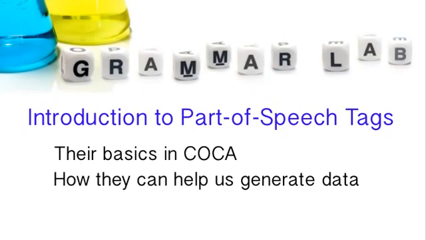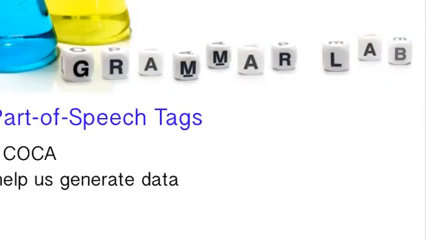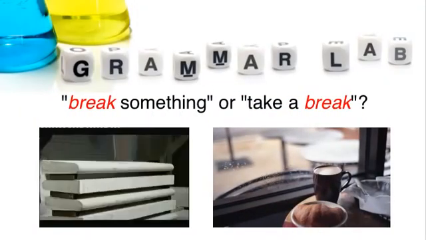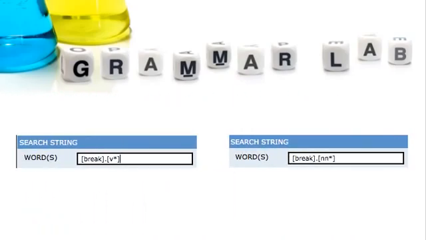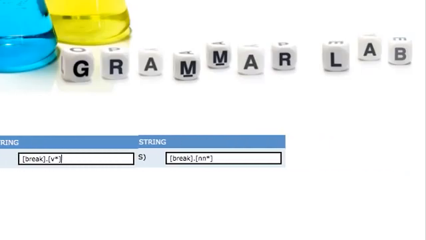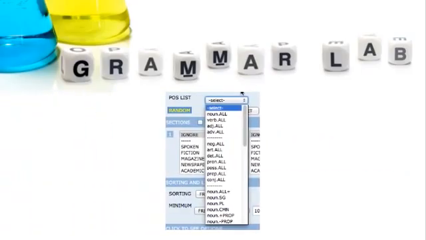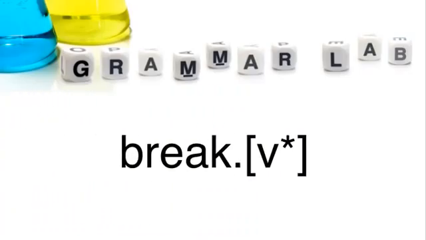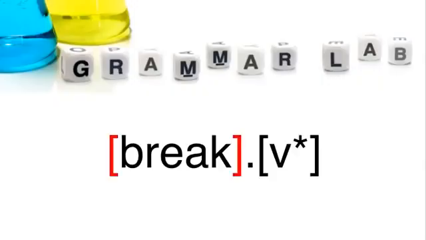Okay, let's review. Many words in English can function as multiple parts of speech. Part-of-speech tags, therefore, can help us refine our searches and generate the data that we are looking for. In COCA, there is a part of speech drop-down list that has all of the tags available for our searches. To search for a word tagged as a specific part of speech, put a period between the word and the tag without any space. If you are looking for all forms of a word, don't forget to lemmatize your results by enclosing the word in square brackets.